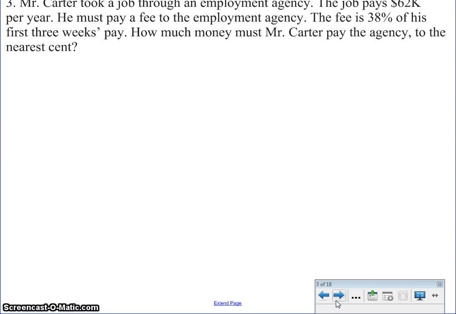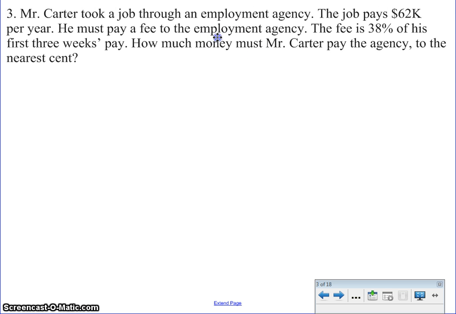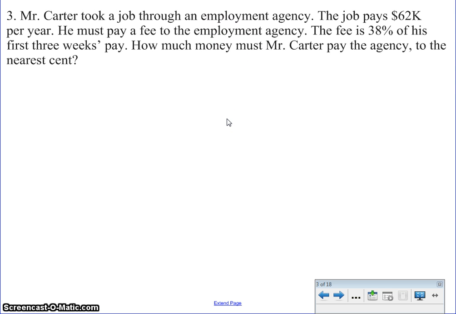All right, number 3: Mr. Carter took a job through an employment agency. The job pays $62K per year. He must pay a fee to the employment agency. The fee is 38% of his first 3 weeks' pay. How much money does Mr. Carter pay the agency? So step one is to find 1 week's pay.